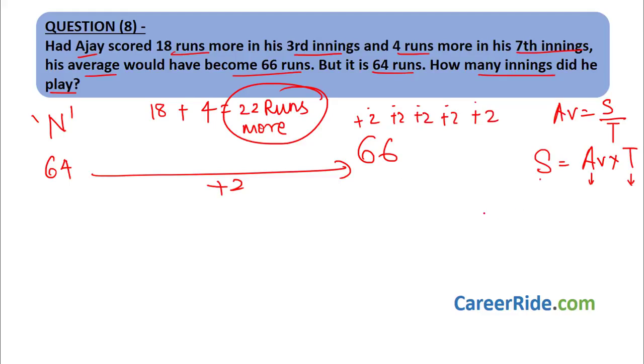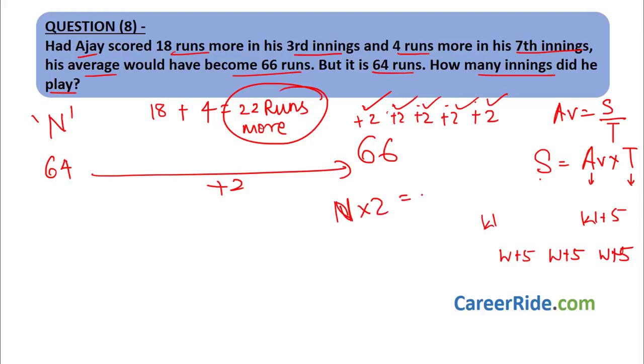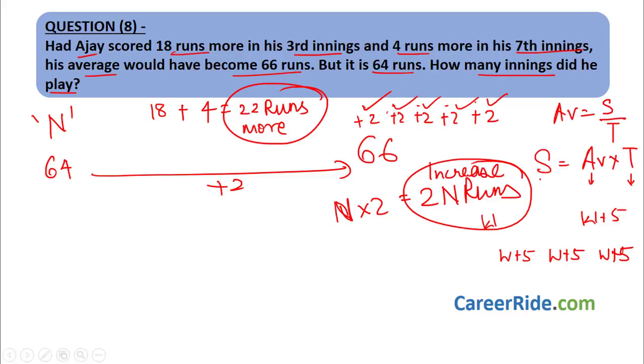We saw that if average weight of 3 boxes is W and on changing 1 box we get average weight as W plus 5, that means for each individual box the weight increases by 5. Same way over here, for each individual inning the score increases by 2 plus 2 plus 2 plus 2. So how much is the total increase? We know number of innings as n. For each inning the increase is 2, so n into 2 is nothing but 2n runs, right? So 2n runs is the increase in the total number of runs scored.